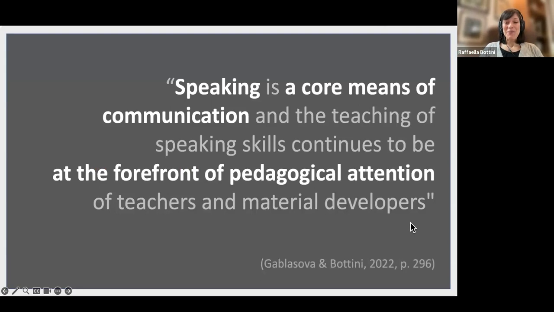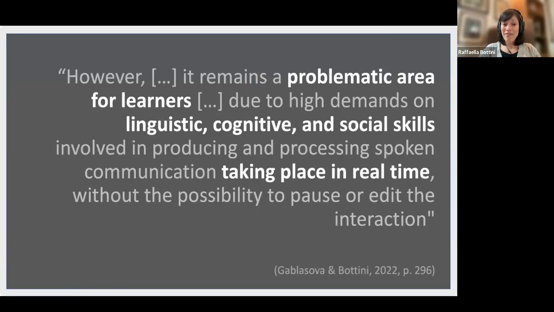with a quote. So, speaking is a core means of communication, and the teaching of speaking skills continues to be at the forefront of pedagogical attention of teachers and material developers. So speaking is a key skill in language teaching. However, it remains a problematic area for learners. And this is due to high demands on linguistic, cognitive, and social skills, which are all involved when we produce and process spoken communication, which takes place in real time without the possibility to pause or edit the interaction.